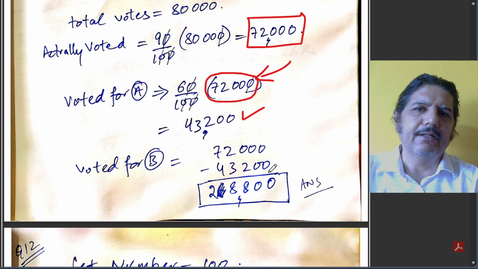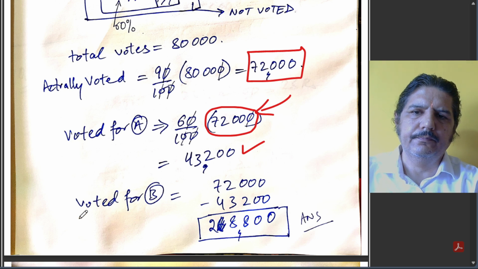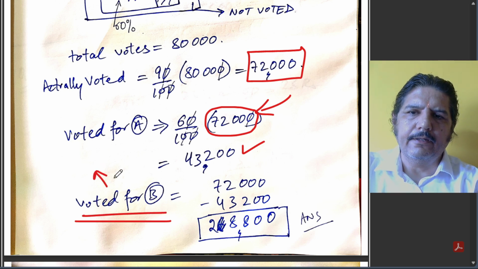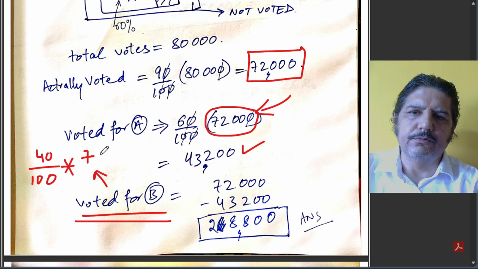That is one way. Another way of calculating the same is that you find 40% voted for B. Another way is 40% of 72,000.